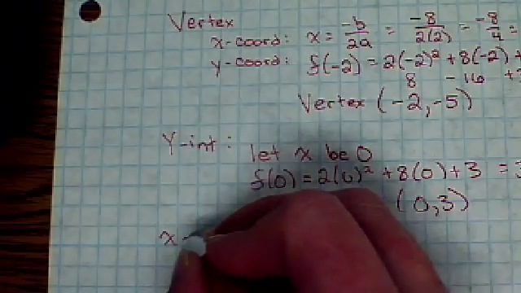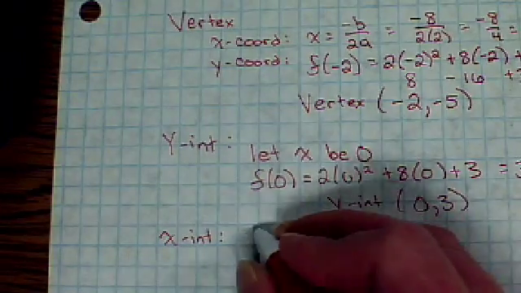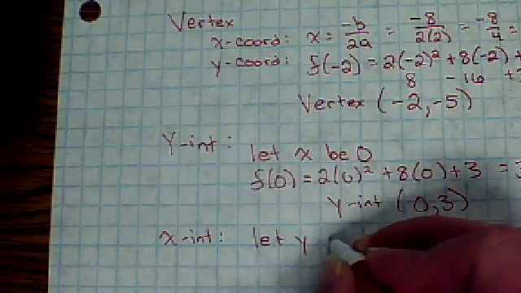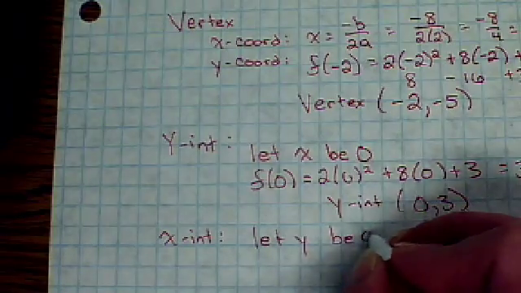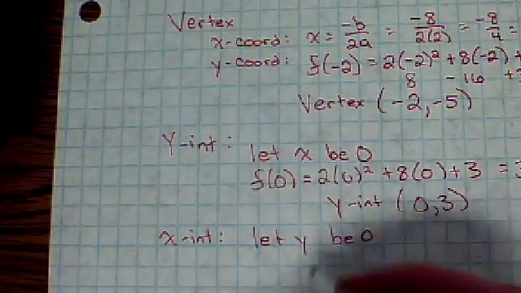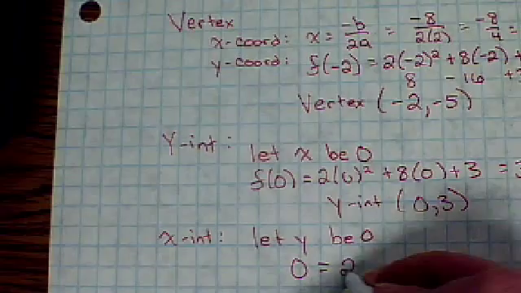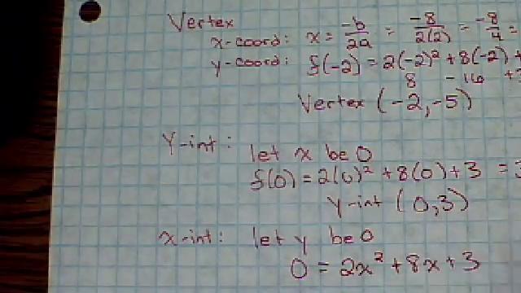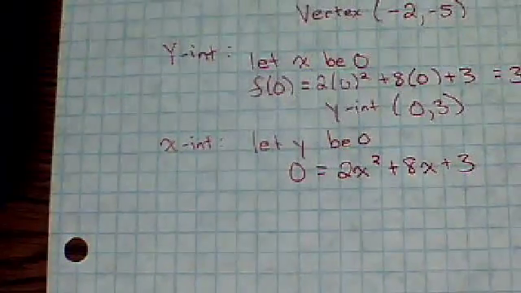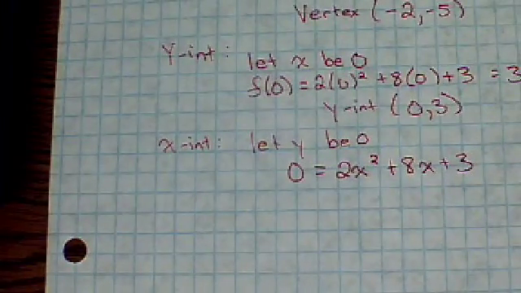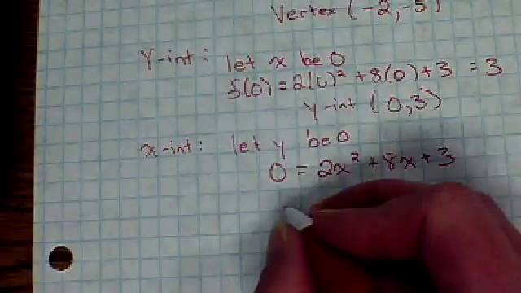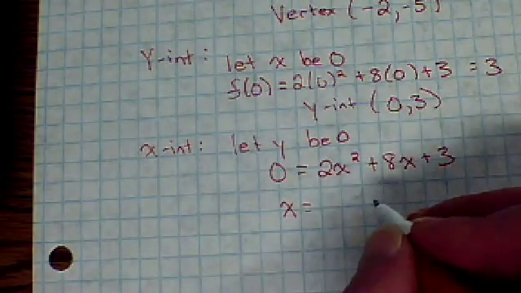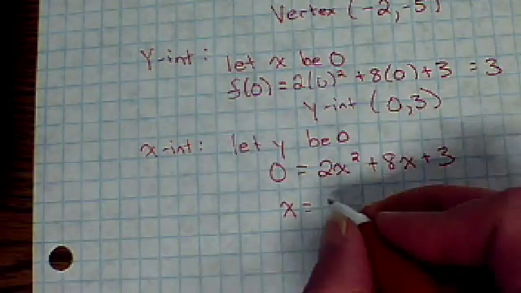The x-intercept is found when y is 0. So let y be 0, or in our case, f of x. We set our function equal to 0 and we would solve it. So let's see. I'm not sure if it factors or not. So one thing we can do is use the quadratic formula. You could also do completing the square if you like that.